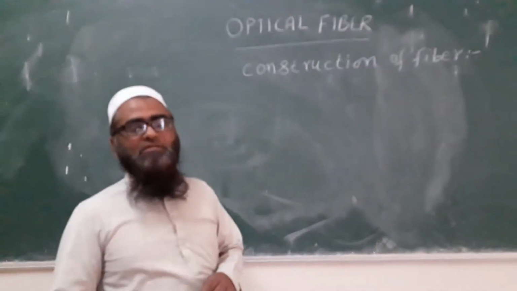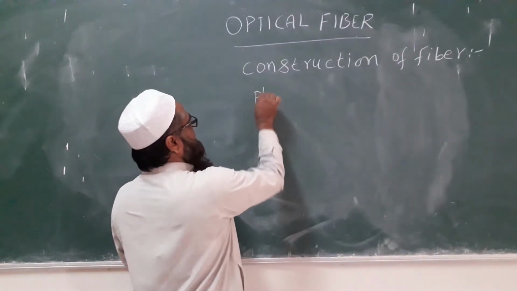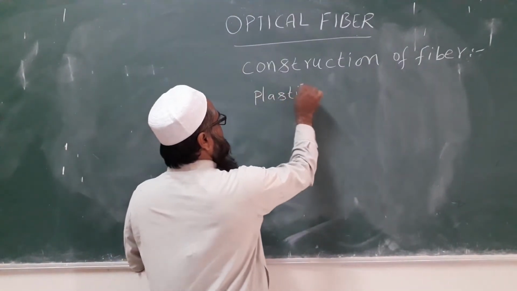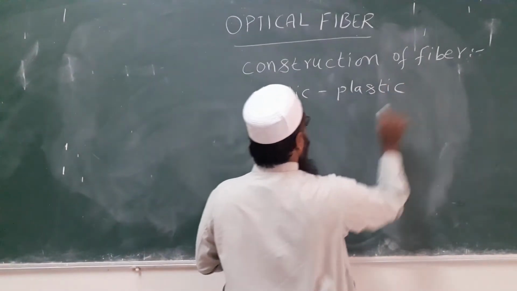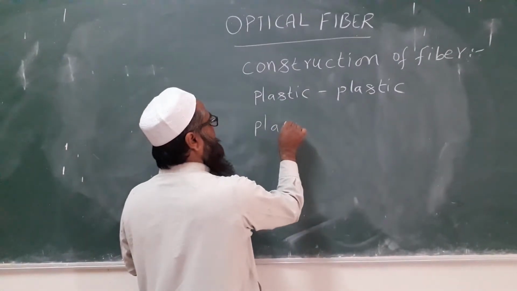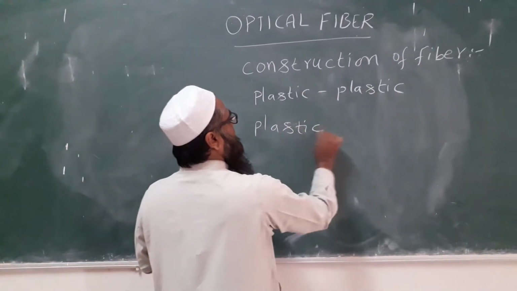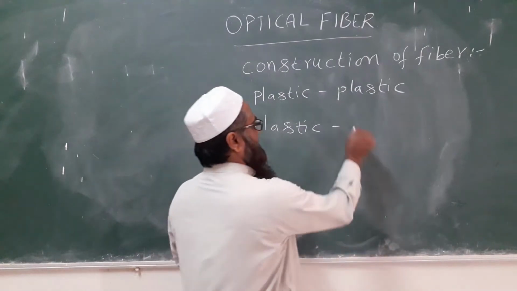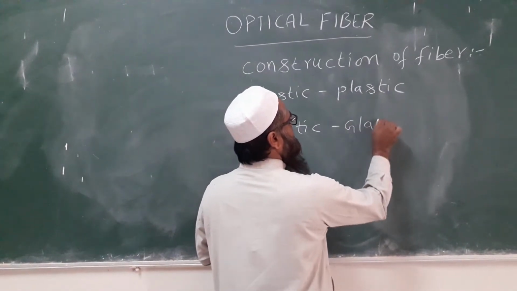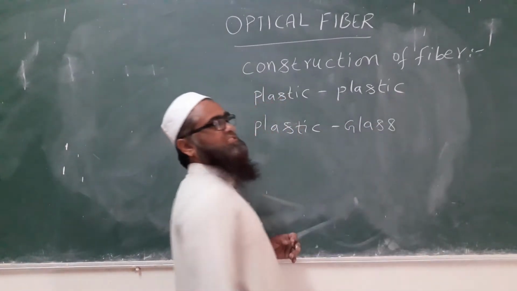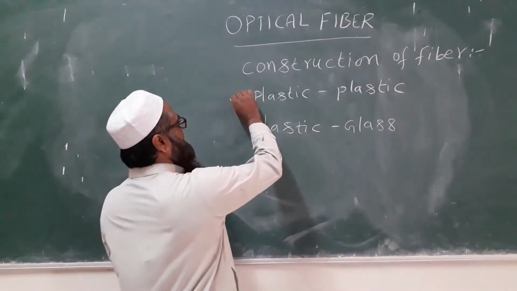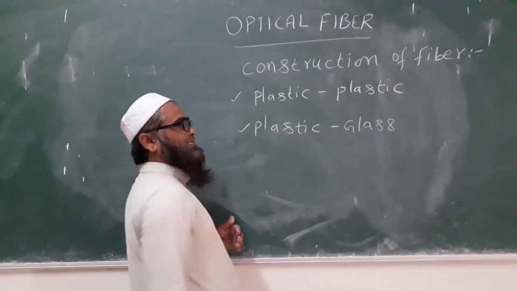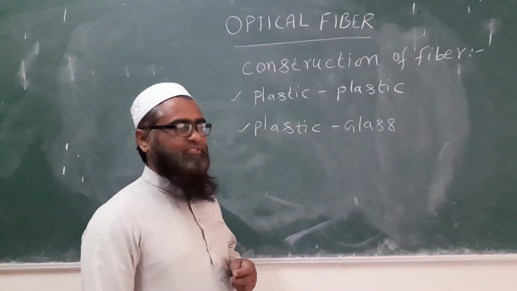An optical fiber is a combination of plastic and plastic, or plastic and glass. So there are so many combinations. In this, plastic and glass are generally preferred.